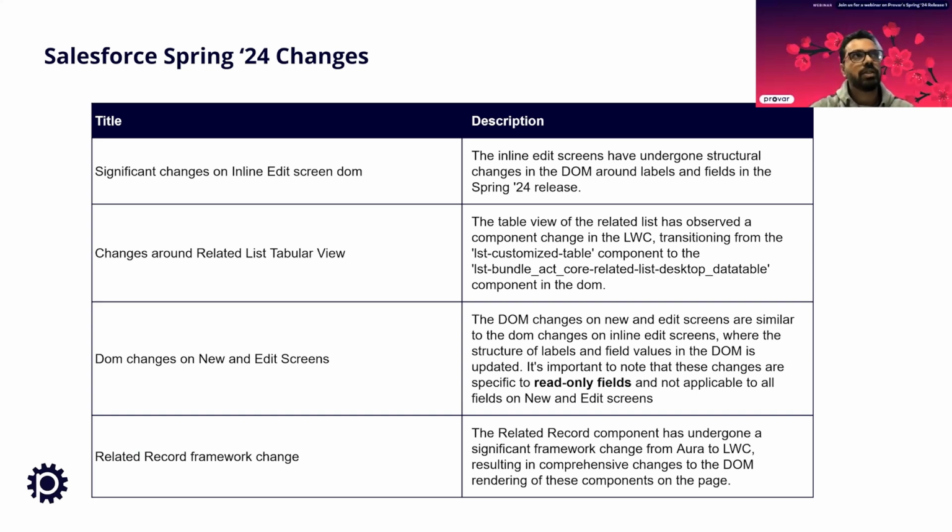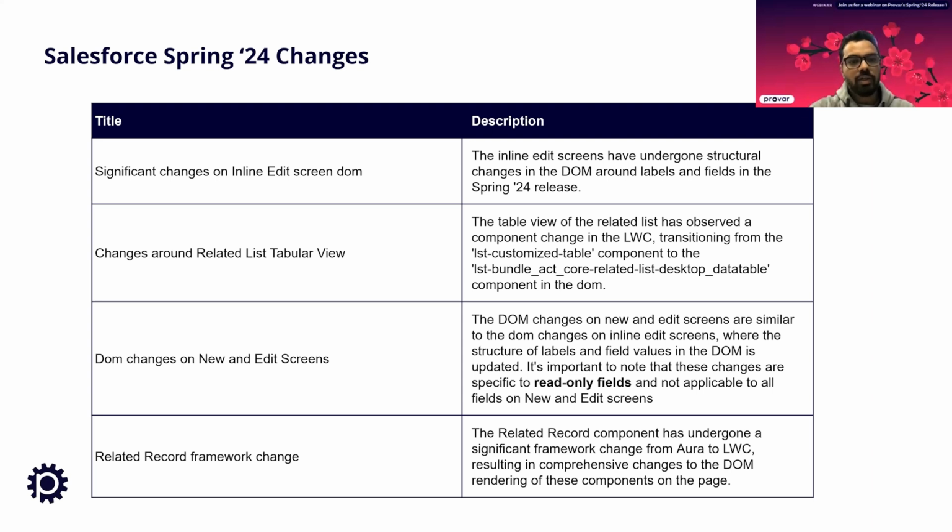As you see on the screen, the component has changed to LST customized table. Now it is rendered as LST add code related list text object table. So there have been some component changes in the LWC around related list that have impacted the tabular view format.